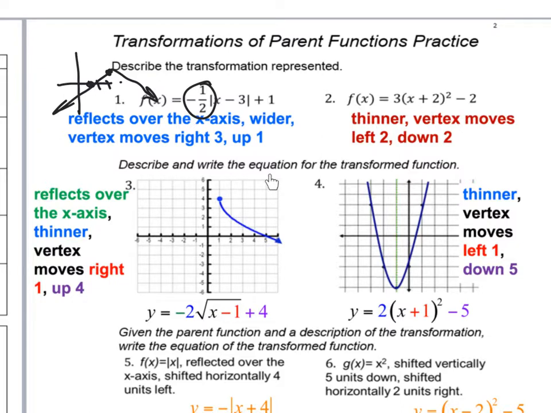So describe and write the equation for the transform function. So here we go. This here we can see is square root. Square root would go in the opposite direction. We know it's going to have a negative out in front because it's flipped down. It is 1 over and 1, 2, 3, 4 up. So the 1 over to the right, we're going to put the opposite sign. So this is -1, and it also went up 4. So this is how we describe and write the equation of our transform function of a square root.